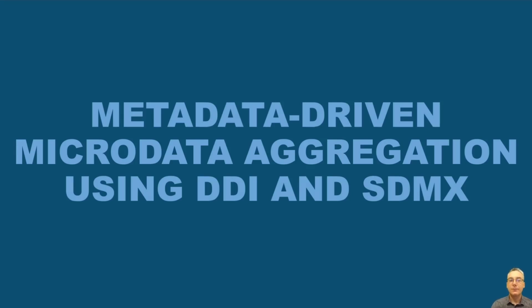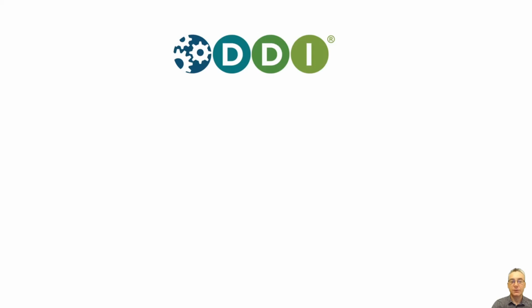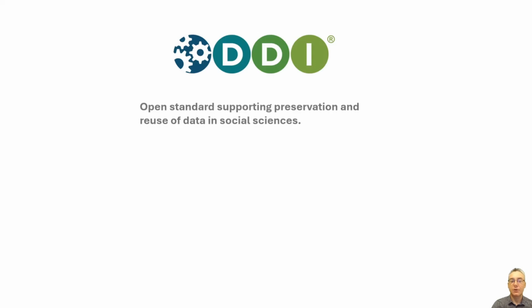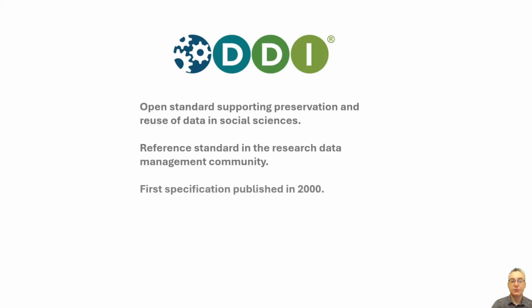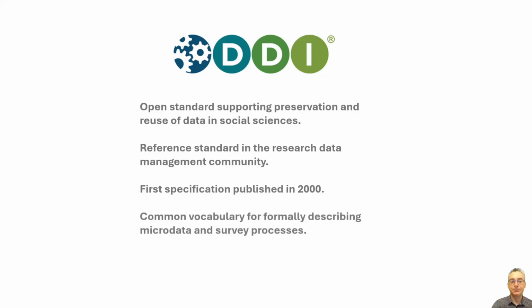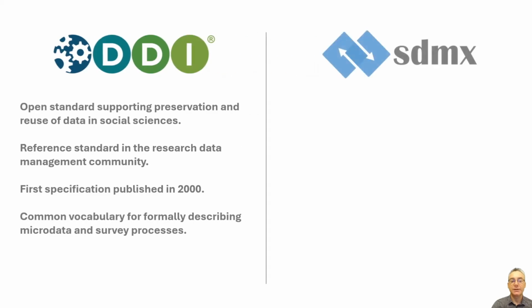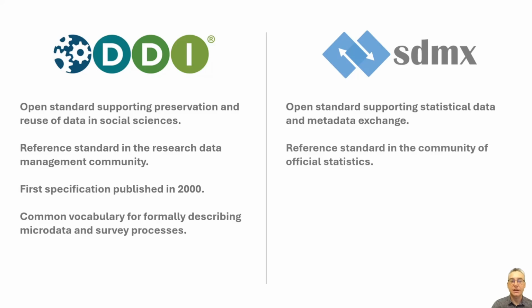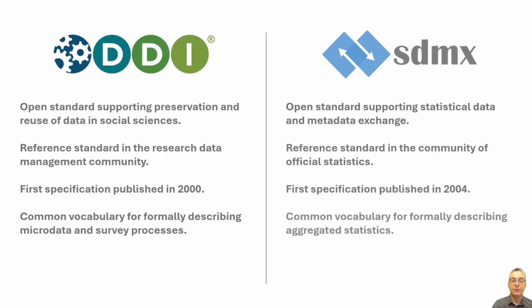Welcome to this video, where we'll explore an example of how metadata standards can support the process of aggregating microdata to produce statistical indicators. The first standard we use is DDI, a key framework for documenting microdata and describing survey processes. The second one is SDMX, the leading standard for representing and exchanging statistical data and metadata in the sector of official statistics.